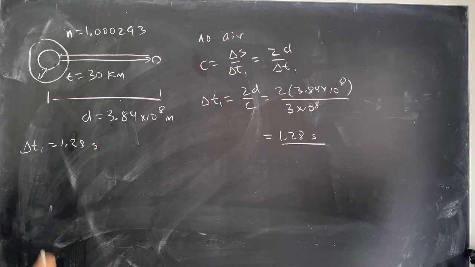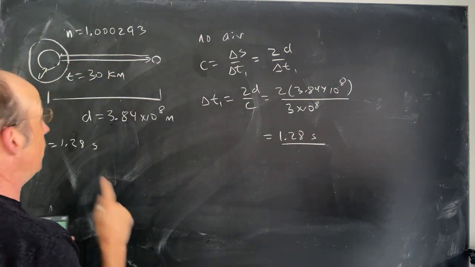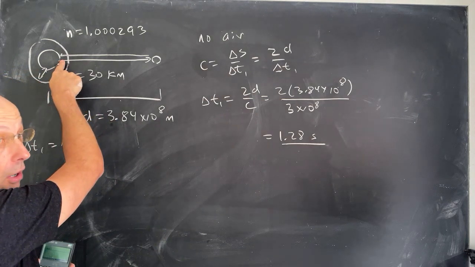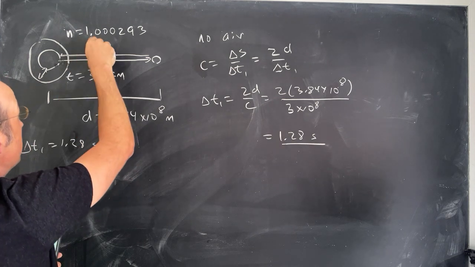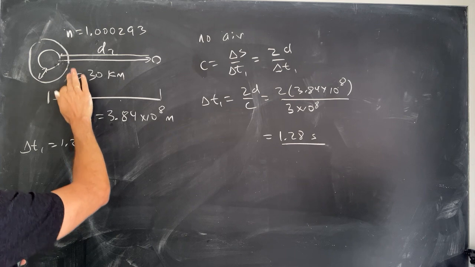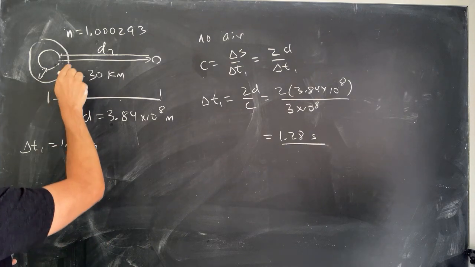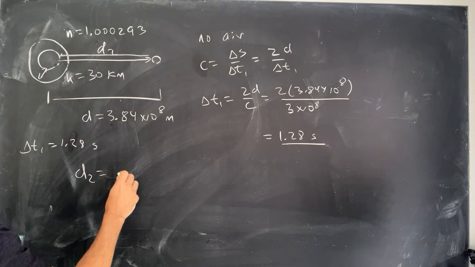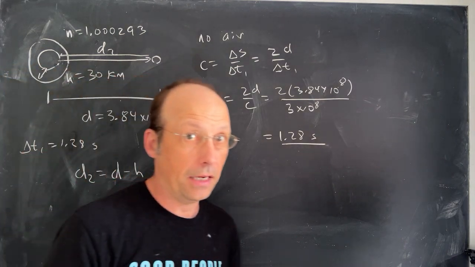Okay, now this second calculation is a little bit more complicated, right? Because I need to break it into two pieces. I need to first go through the air, and then I need to go the rest of the way. So I need D1 and D2, let's call that. Let's call H the thickness of the atmosphere. So D2 is going to be equal to the total distance D minus H. And that's going to make it complicated.